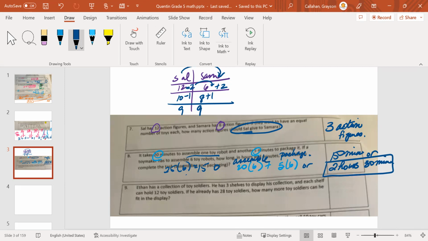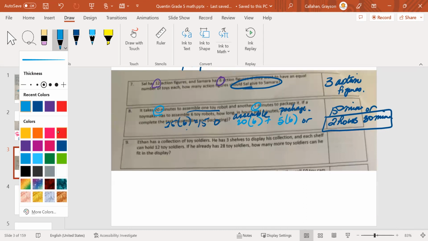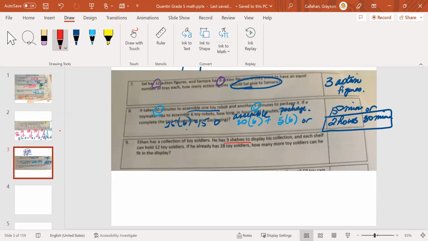All right. Because if you keep practicing with a printer, you will be able to do it too, because you have a very great mind when it comes to math. Number 9. Ethan has a collection of toy soldiers. He has 3 shelves to display his collection. Each shelf can hold 12 toys. He already has 28 toy soldiers. How many more toy soldiers can he fit in the display?